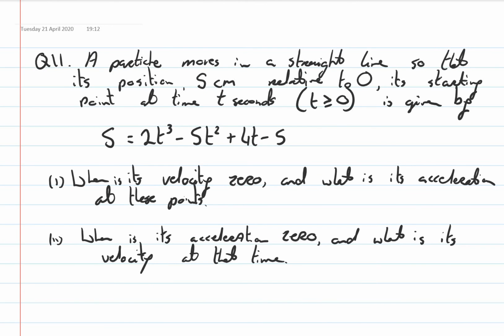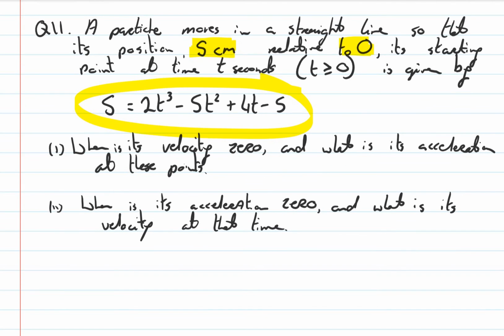Okay, last one. A particle moves in a straight line so that its position, s centimeters, relative to O, its starting point, at time t seconds, is given by this function. I'll go back over that again. So, a particle moves in a straight line so that its position, s centimeters, relative to O, its starting point. So there's O. And then s centimeters will be whatever distance it is away from it.